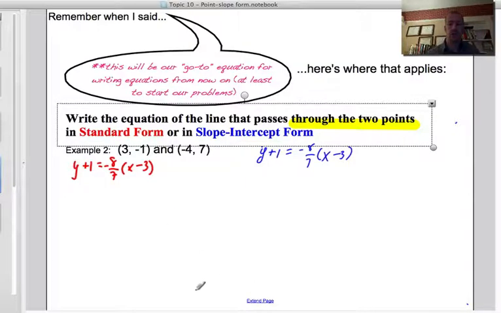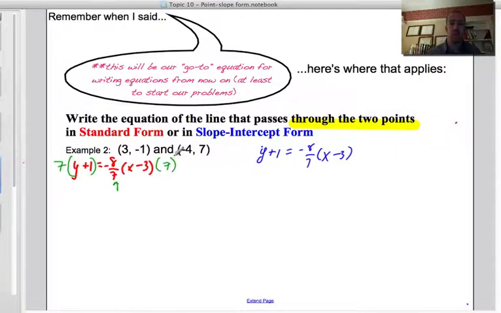So first thing we do is deal with this fraction here. Since the denominator is a 7, I'm going to multiply the left and right by 7. Alright, so these 7's cancel, and then I distribute this. So I get 7y plus 7 equals -8, because that reduced, times x minus 3. Distribute this.